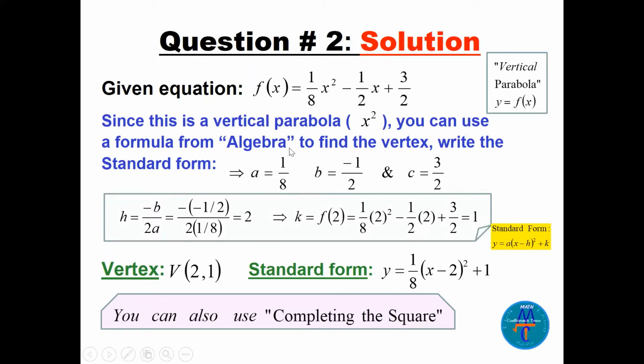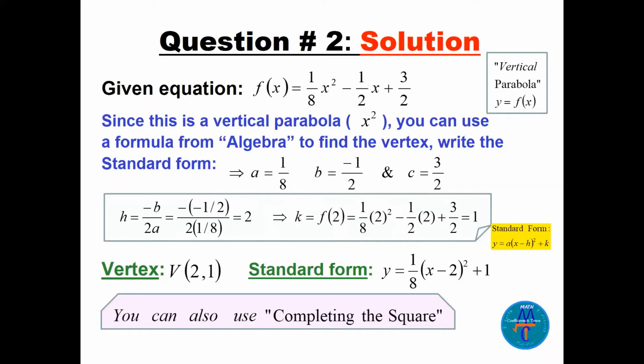I put here a nice formula from algebra to find the vertex. I need the coefficients a 1 over 8, b minus half, c 3 over 2. This is the formula here. You see the formula now. H, I'm trying to find the vertex. So h will be minus b over 2a, minus half, 2 times 1 over 8. Simplify it, it will be 2.